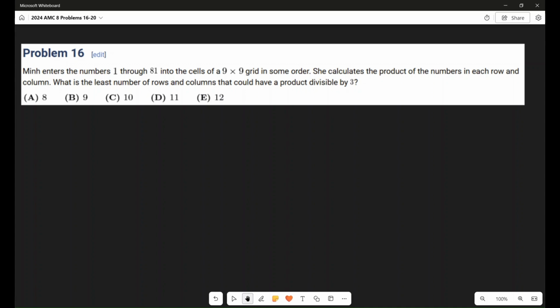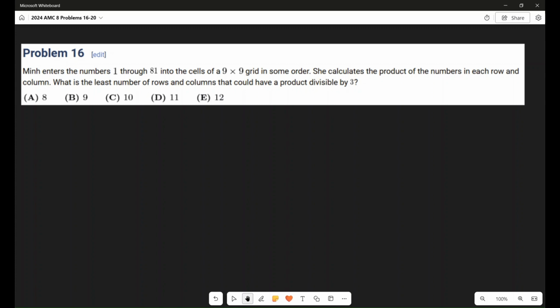So, starting it off with problem 16. Min enters the numbers 1 through 81 into the cells of a 9 by 9 grid in some order. She calculates the product of the numbers in each row and column. What is the least number of rows and columns that could have a product divisible by 3?